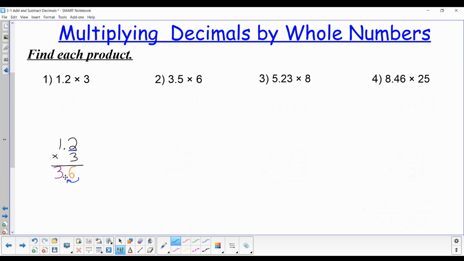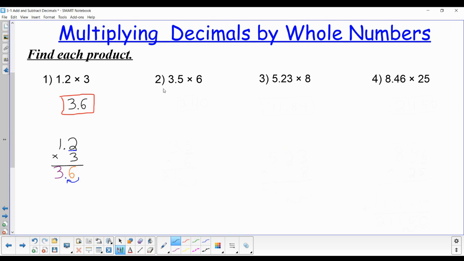The other kind of work you have to show is algebraic work. And for us, algebraic work just means working down. So if we have 1 and 2 tenths times 3, the answer goes right underneath the times sign since we were multiplying. 1 and 2 tenths times 3 is 3 and 6 tenths.